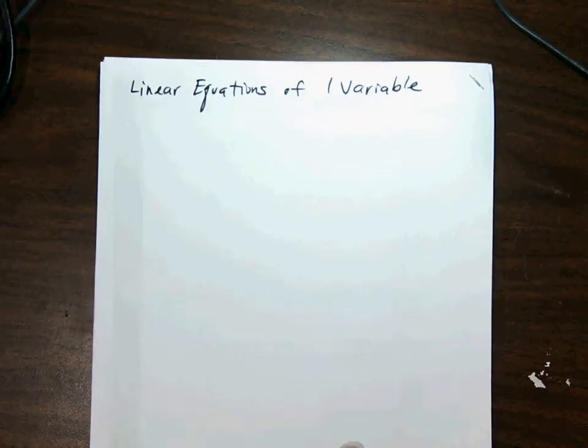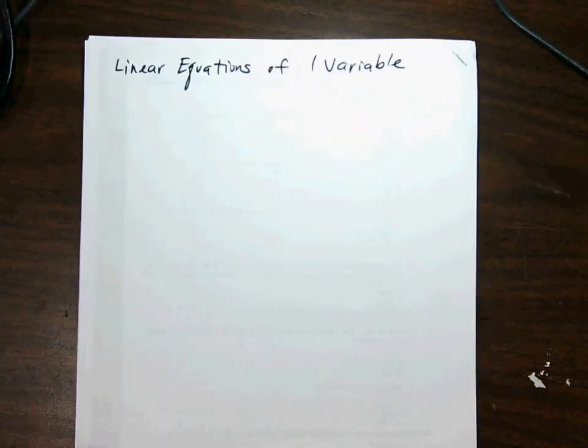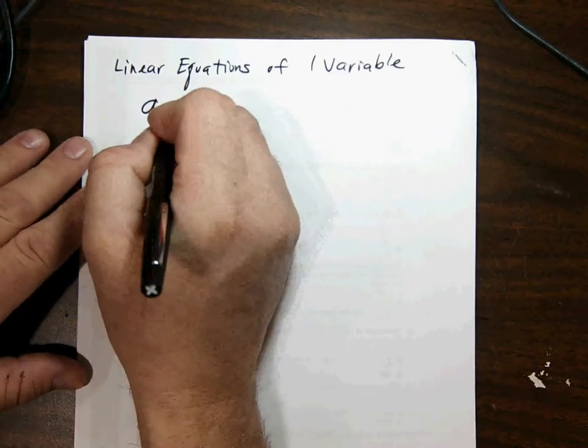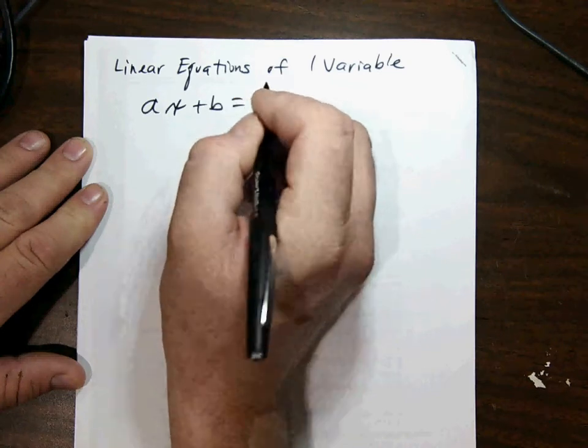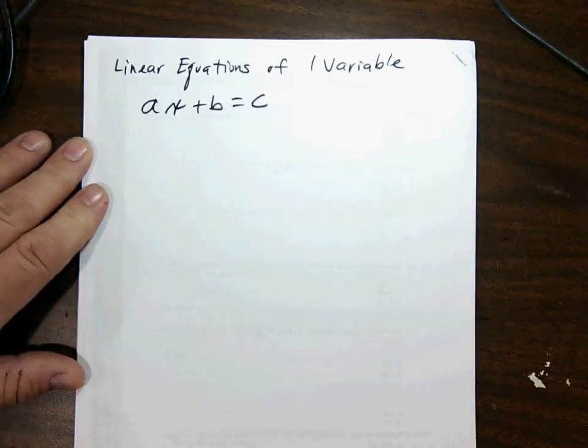Just x, or we'll switch to y or some other letter, but just one variable. And now that word linear refers to the exponent on our variable x. Okay, we're going to have this form. Now we have all kinds of alphabet soup there, but the a, b, and c will be known numbers, and the x is the only unknown. So really only one variable.